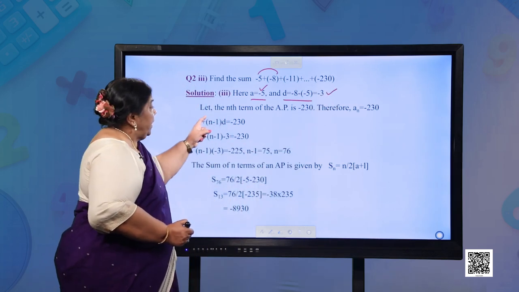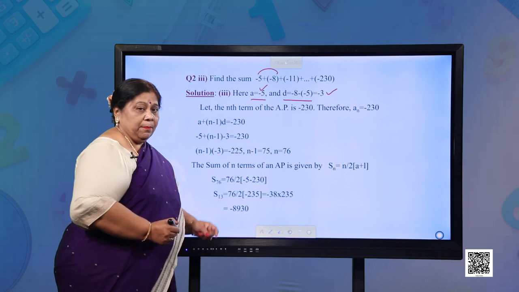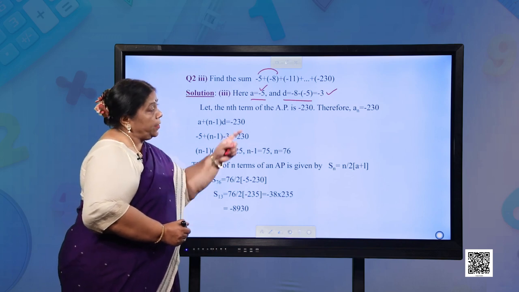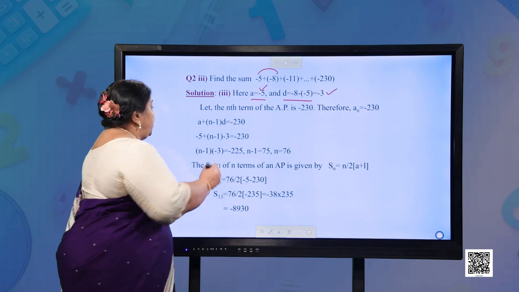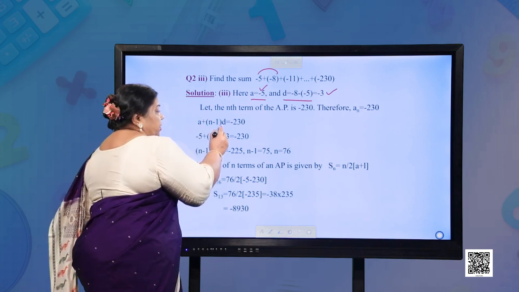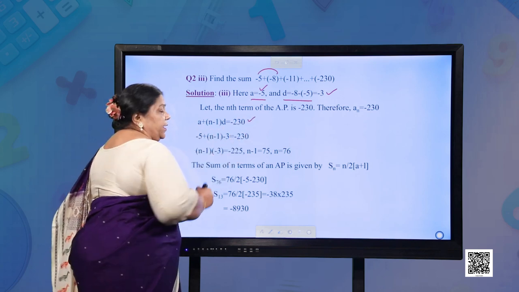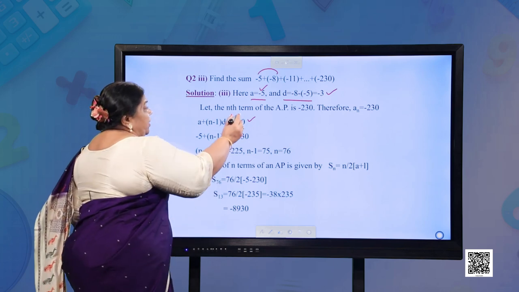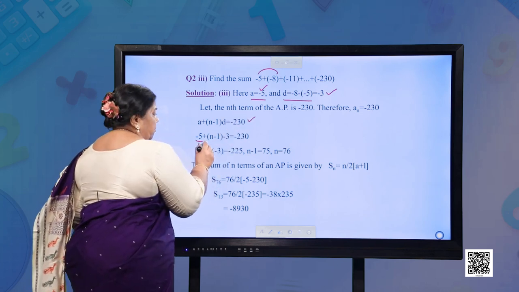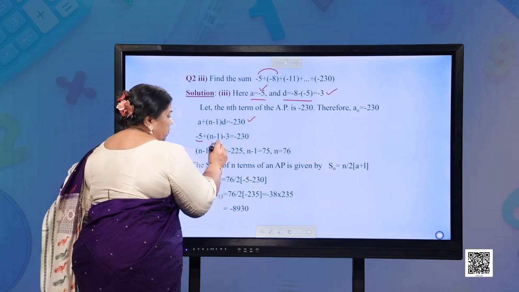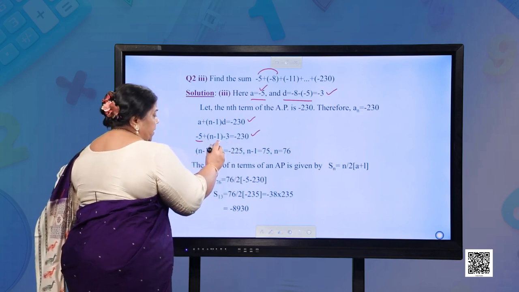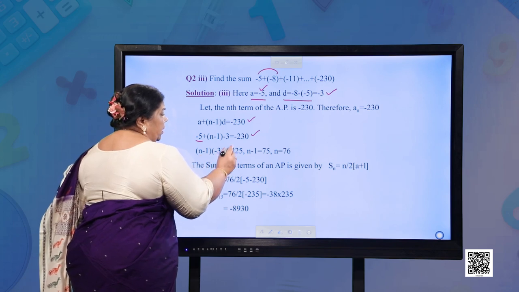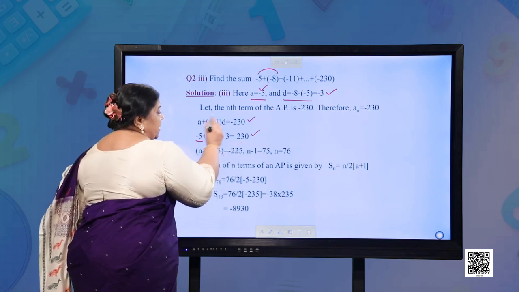Okay. Let the nth term of the AP be minus 230. So AN is equal to minus 230. We will substitute. We have A plus N minus 1 into D is equal to minus 230. What is the value of A? Minus 5 plus N minus 1 into minus 3 is equal to minus 230. So N minus 1 into minus 3 is equal to minus 230 plus 5.